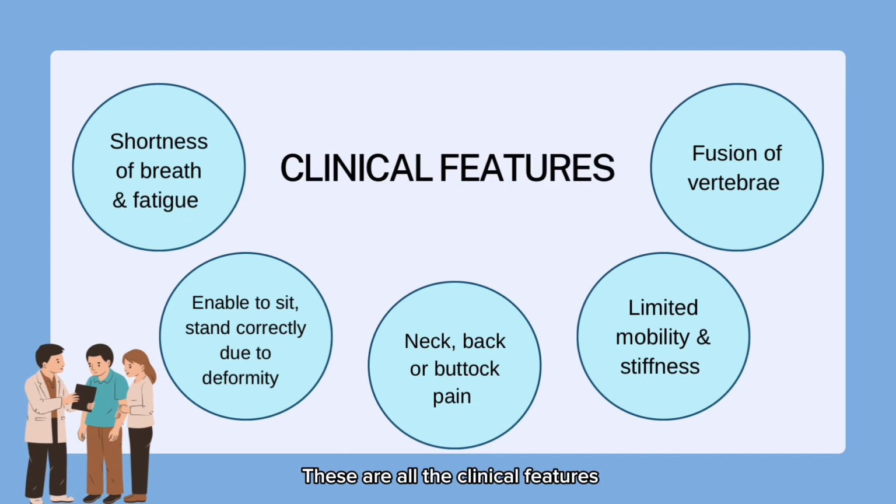These are all the clinical features of ankylosing spondylitis patients. First, they will have fusion of vertebrae. Second, they will have limited mobility and stiffness because of the fusion. Third, they may have neck, back, or buttock pain due to the affected area. After that, they will also be unable to sit and stand correctly due to deformity. Lastly, this patient will have shortness of breath and feel fatigue easily. This is because the vertebrae are connected to the ribs, so the expansion of the chest will be reduced.